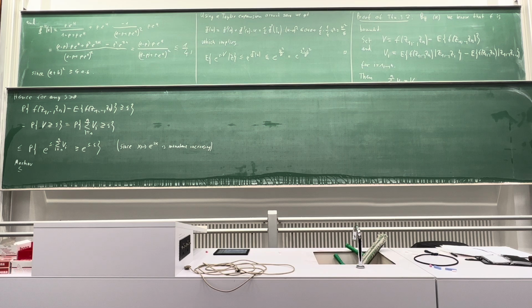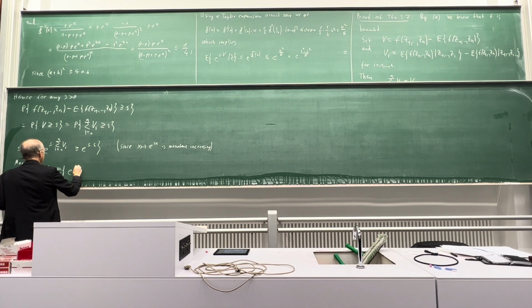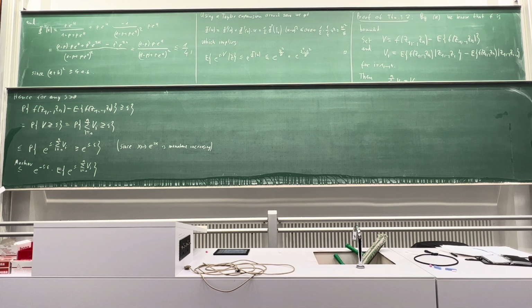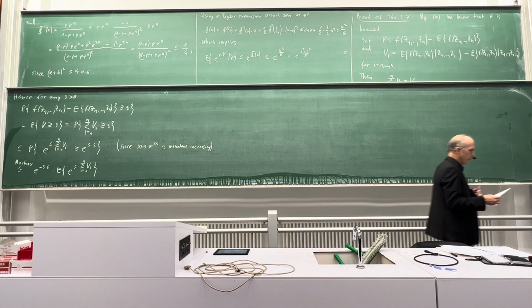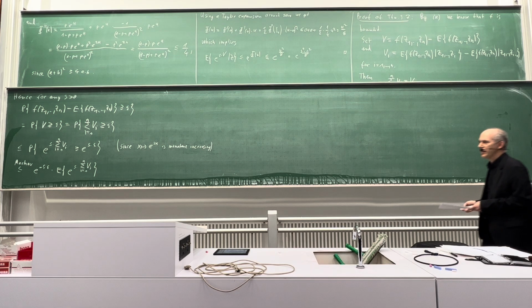That's less than the expectation of the left-hand side divided by the right-hand side. So it's e to the power minus s times epsilon times the expectation of e to the power s times the sum over i equal 1 to n of Vi. Okay. Now we rewrite this expectation.